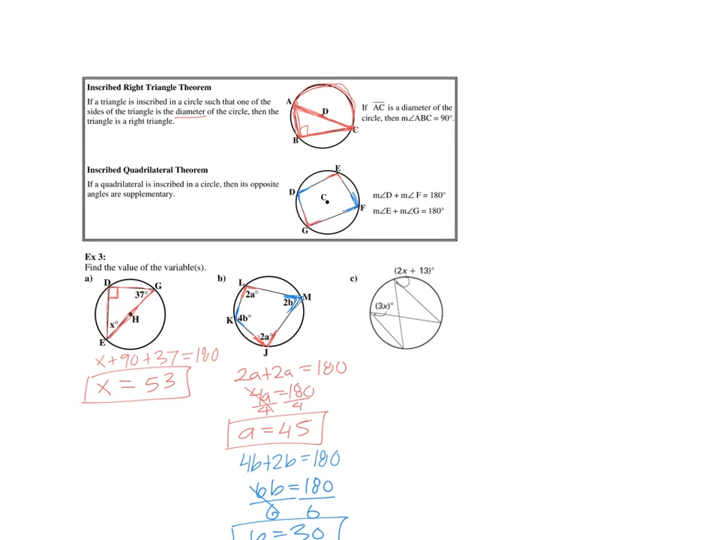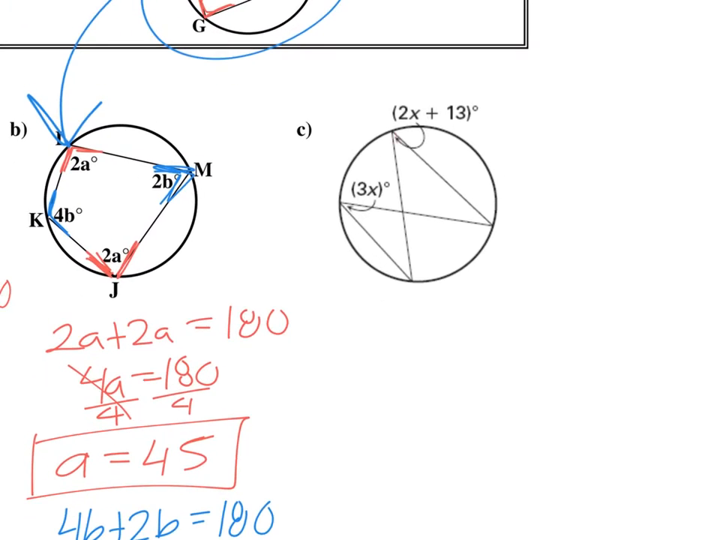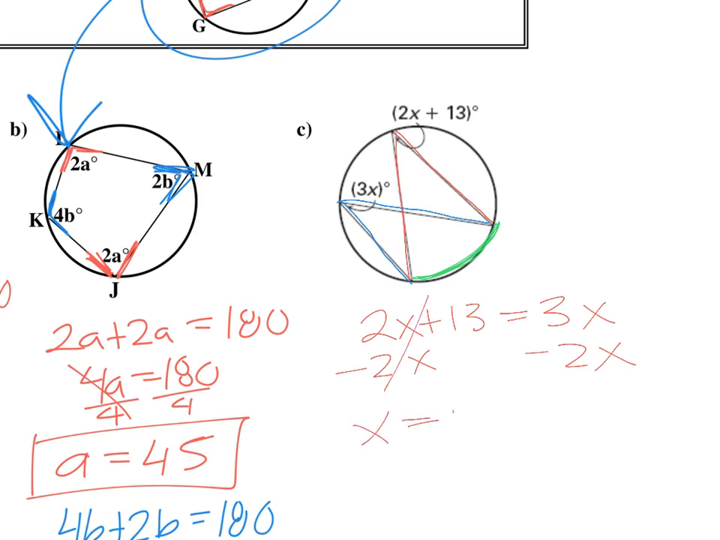For this one, I use this property. For this one, I use this property. And for the next one, what do we have? I have two inscribed angles here, and notice that they share the same arc. They have the same intercepted arc. If they have the same intercepted arc, they must be equal to each other. So I have 2x plus 13 is equal to 3x. Subtract 2x, and x is equal to 13.